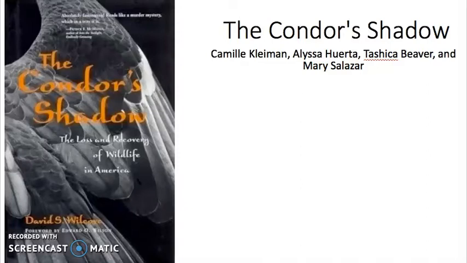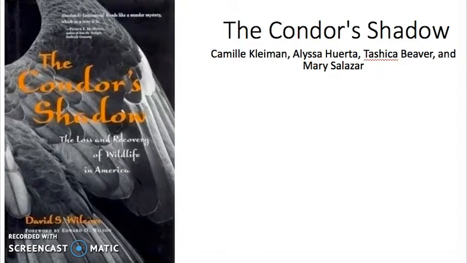Our book, The Condor Shadow, was about human beings and their effect on North American wildlife. Written by a senior ecologist at the Environmental Defense Fund, David S. Wilkove explores the unforeseen outcomes humans have had on the North American landscape. He argues we don't often understand wildlife until it is stressed or degraded.